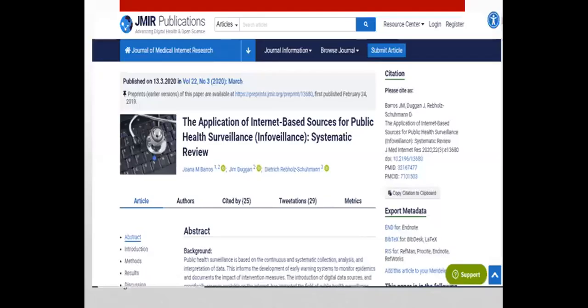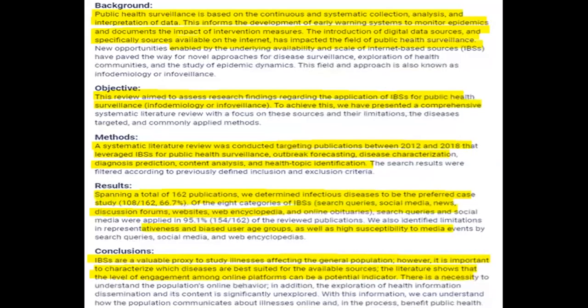Now come recent advances. A 2020 paper was published about the application of internet-based sources for public health surveillance, infoveillance, a systematic review. According to this article, public health surveillance is the continuous and systematic collection, analysis, and interpretation of data. This informs the development of early warning systems to monitor epidemics and documents the impact of intervention measures. The objective of this article is to assess the research findings regarding the application of internet-based resources for public health surveillance, which is also known as infodemiology or infoveillance.